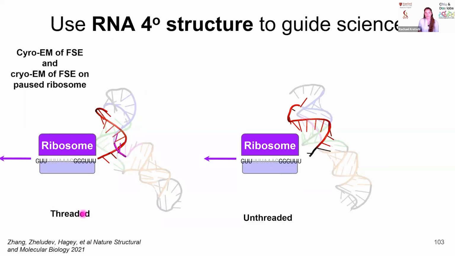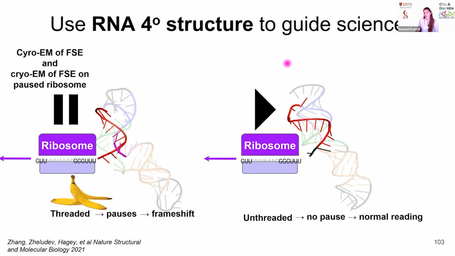All right, so we go back to our threaded and unthreaded examples. So now we have two images of the FSC, one from our group of just the FSC, and then one from groups in Zurich and the UK of the FSC on a paused ribosome. And both of them are this not like threaded structure, right? So we have more support for thinking that this threading or not like structure causes pausing and thus slipping. Now, we don't have further support for this hypothesis, but we haven't ruled it out either.